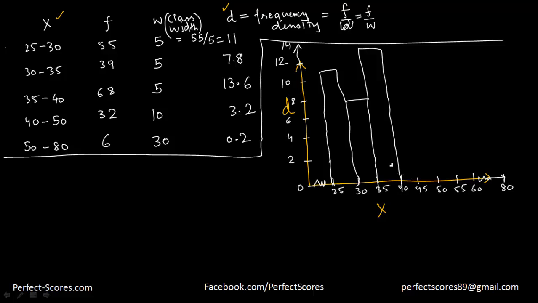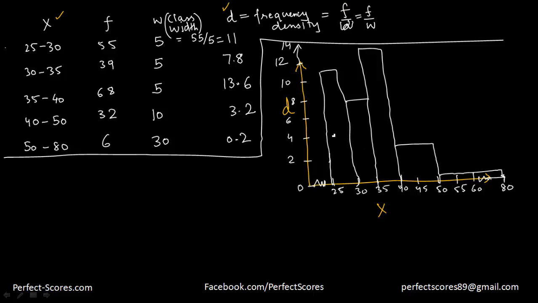40 to 50 is actually equal to 3.2, which is going to be right here, and it's going to go all the way till 50. And then we have 50 to 80 at 0.2. So that is how 50 to 80 is going to be, right?